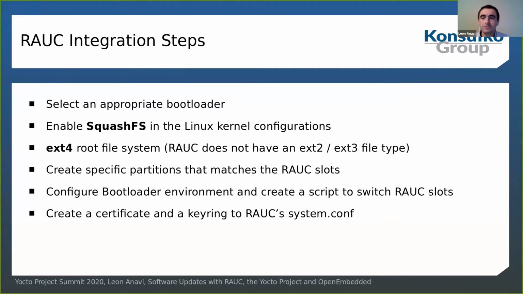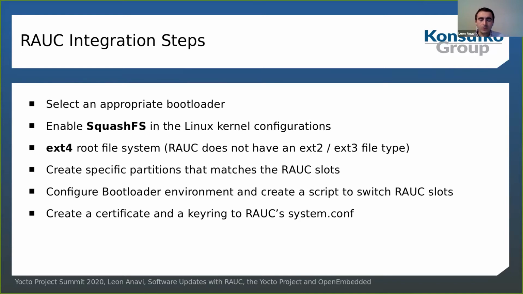In our case, using Raspberry Pi 4, we need to switch the boot file system to ext4. Rauc does not support ext2 or ext3 file systems. However, there are some other file systems except ext4 which are also supported. We need to create specific partitions and to define Rauc slots. In the example that I'm going to show you, we will use the most simple strategy where we'll have A and B partitions which are exactly symmetric, exactly the same.